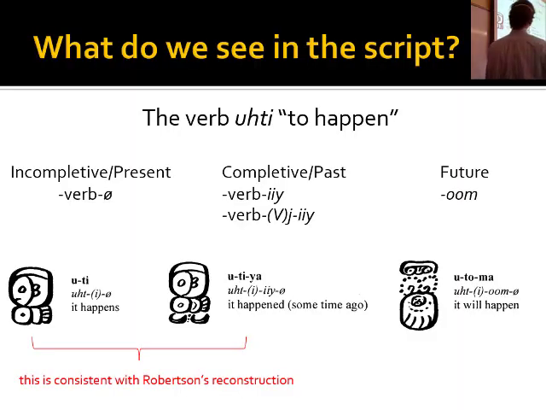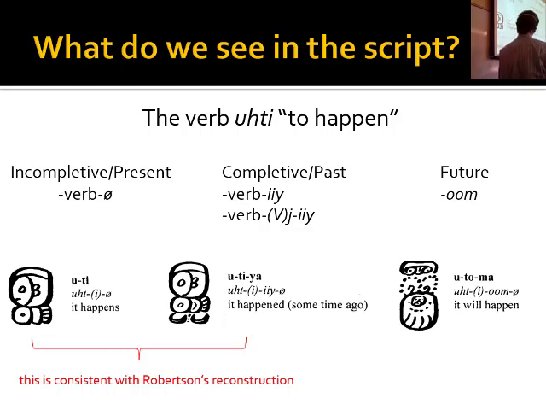So this is what you would see in David Stewart's writings on verbs, including the introduction to Maya hieroglyphs, hieroglyphic grammar in the readings. Uhti, it happens. Uhti, it happened. So E supposedly marks past tense. And then uhtom, it shall happen. It will happen. A definitive future.